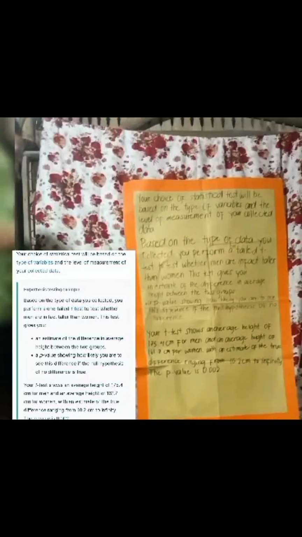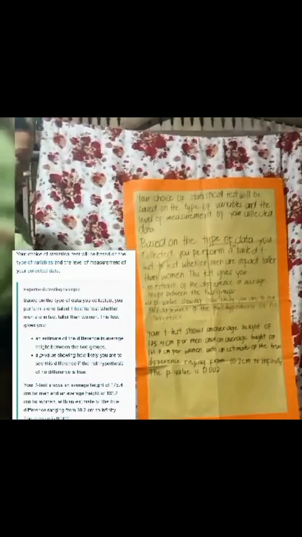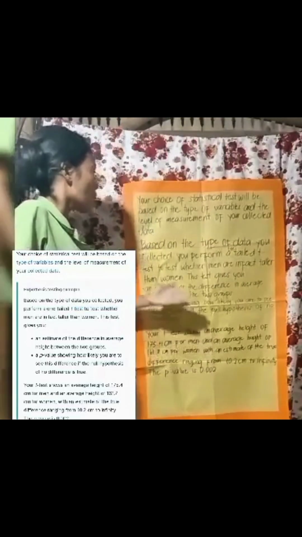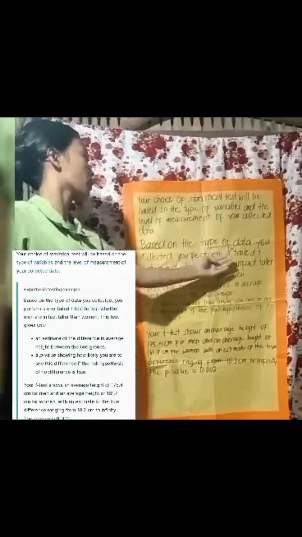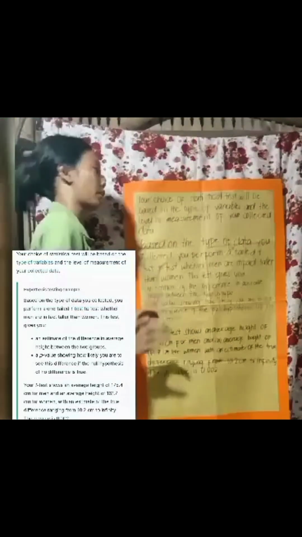So your t-test shows an average height of 175.4 cm for men and an average height of 161.7 cm for women, with an estimate of true difference ranging from 10.2 cm to infinity. The p-value is 0.002. Based on the data that we gathered here, we are going to perform a one-tailed test because we are going to compare one group to another.